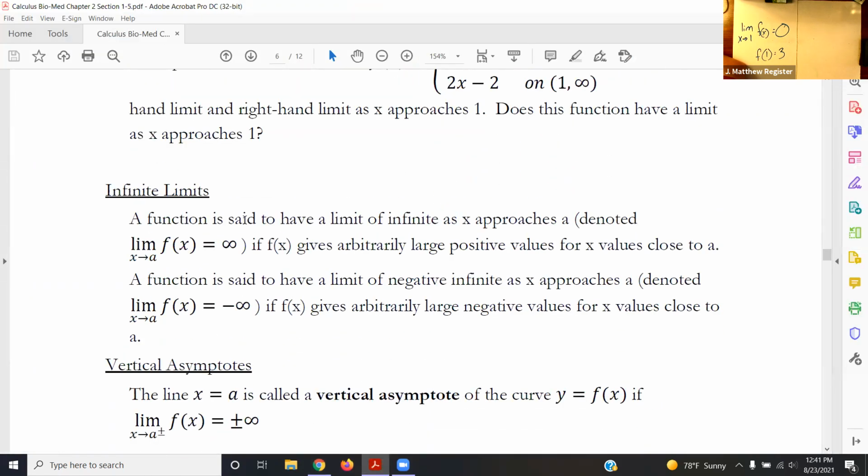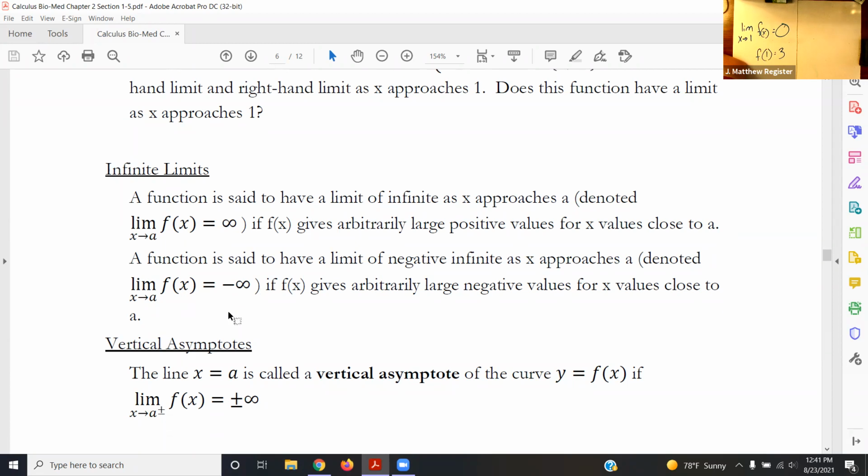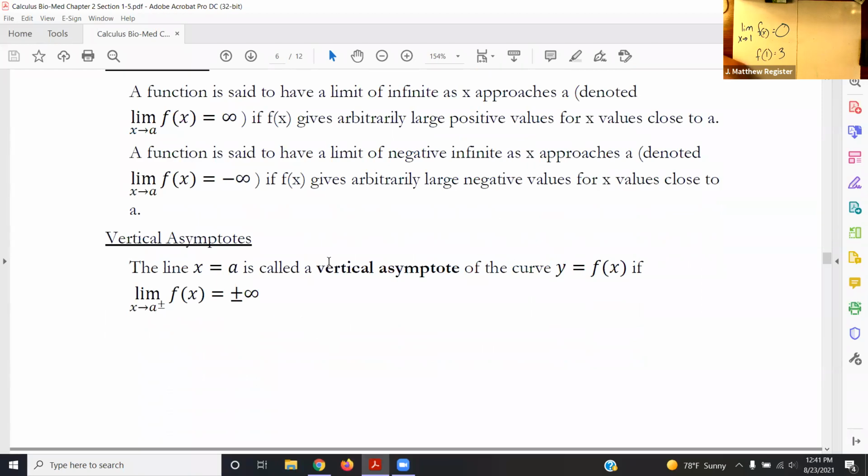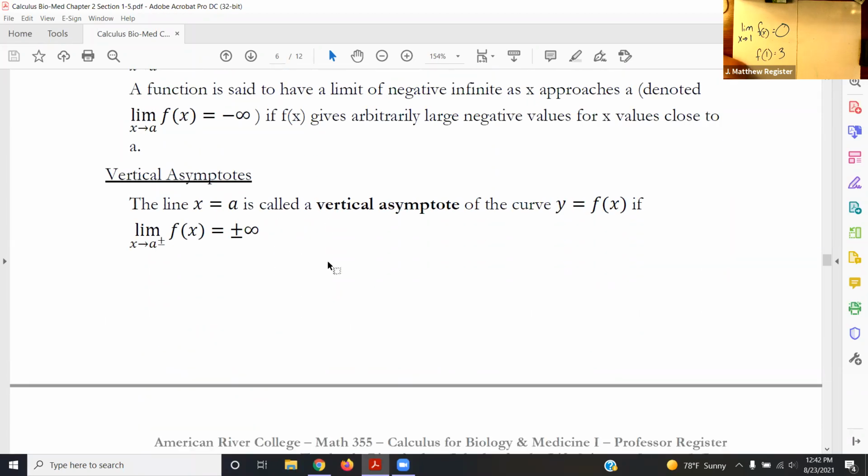We also have the idea of infinite limits, and I kind of mentioned that earlier when I said that we could have a limit be a number, infinity, negative infinity, or does not exist. If the limit as you approach a number becomes arbitrarily large, then we would say that that limit is infinity. If it goes to a negative large number, then it's negative infinity. And we say that those values give us vertical asymptotes.